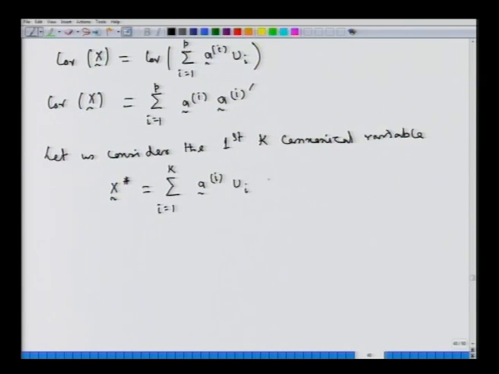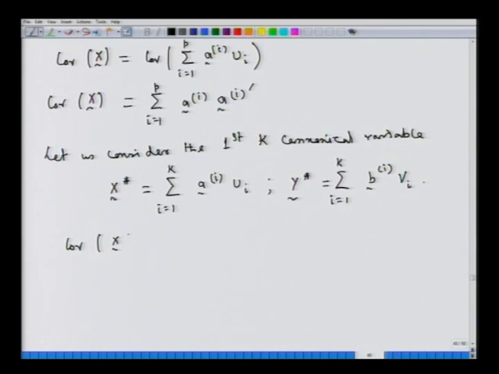Similar to this, since we are only considering the first k canonical variables, what we have as y star is the following: this also is the summation i equal to 1 to k of b_i times this v_i. So, this basically is what we have as x star and y star when we are looking at the first k canonical variables. Now, realize that the covariance matrix between these two components can be computed. Let me first look at a simple term here in this lecture.